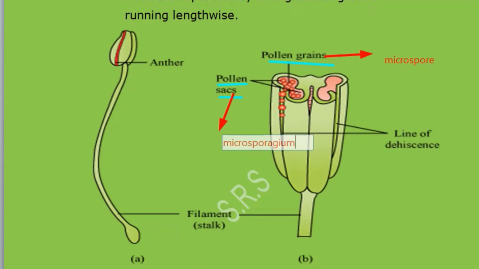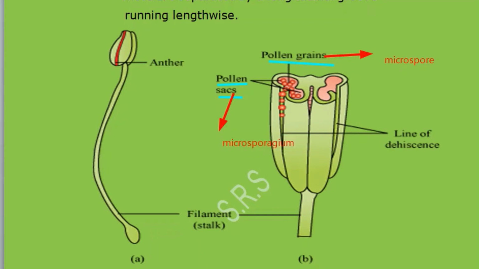So I think it is clear what is microsporangium. Microspore bearing structure is called microsporangium. Pollen grain bearing structure is called pollen sac. So you can be asked by any term. That means either microspore, development of microspore, or development of pollen grain, means the same.